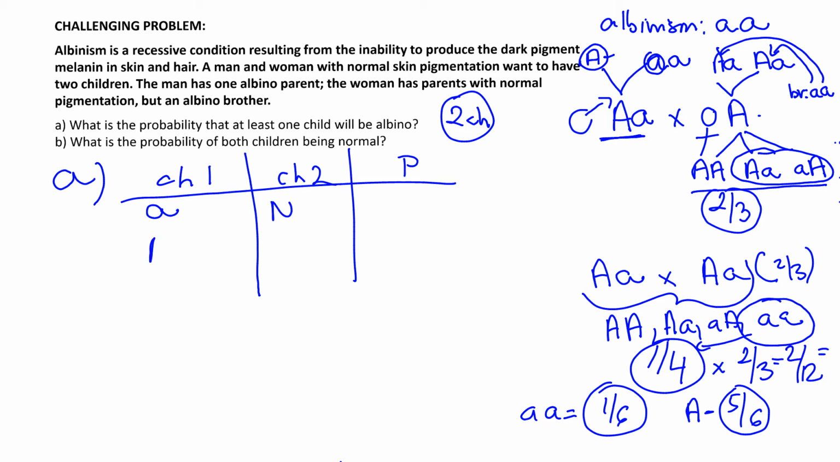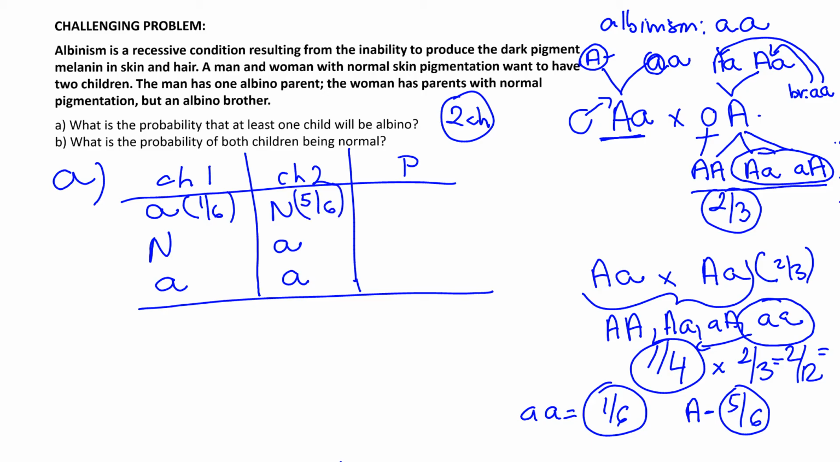Or, since the question asks that at least one child will be albino, there is also a possibility that both children will be albino. Okay, so what is the probability that a child will be albino? It's 1/6. We just calculated it. What is the probability that the second child will be normal? It is 5/6. So what is the probability that the first child will be albino and the second one will be normal? It is 5/36.